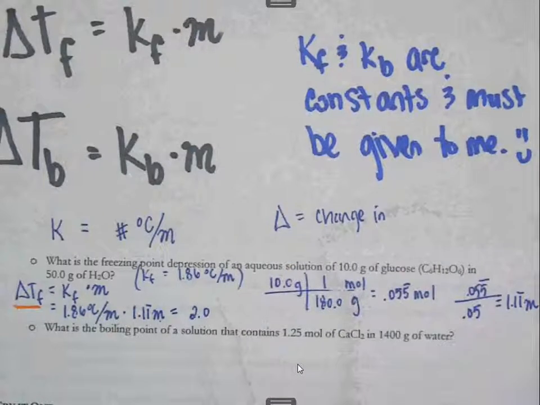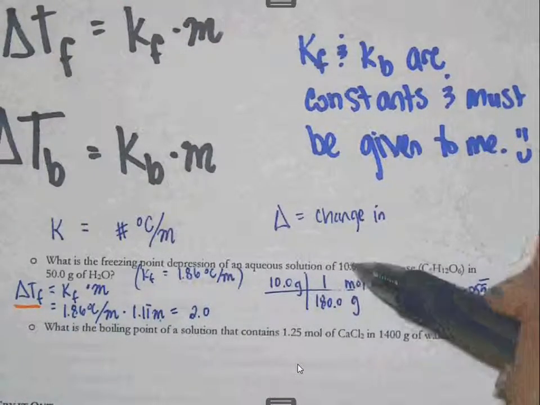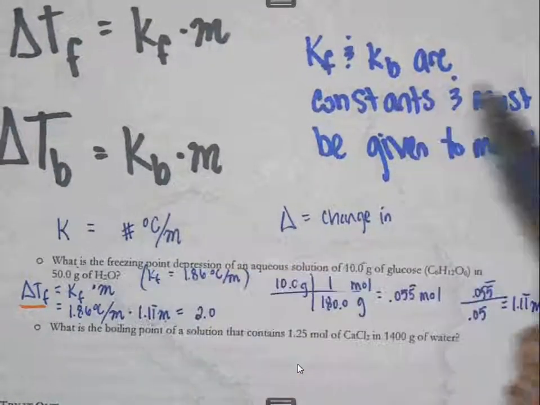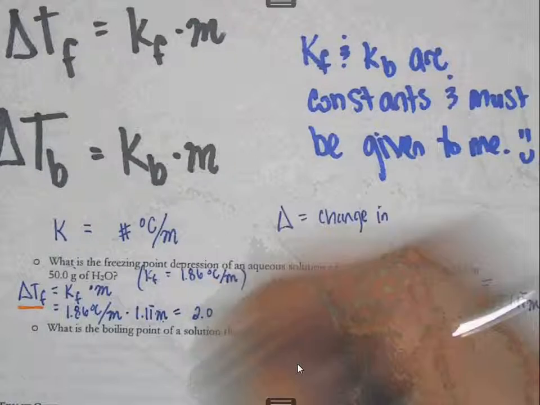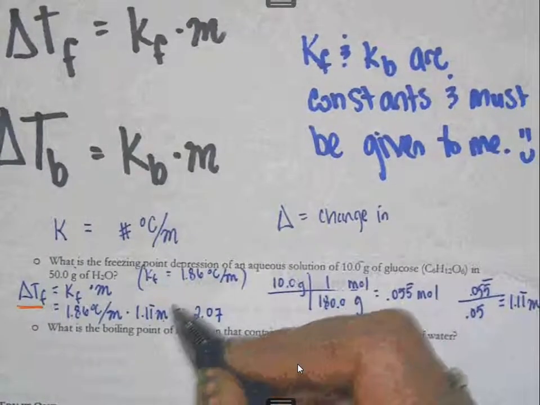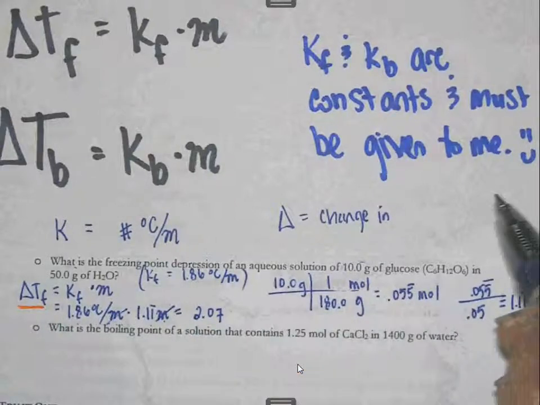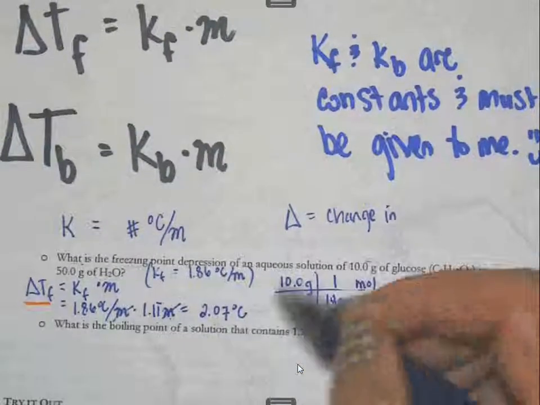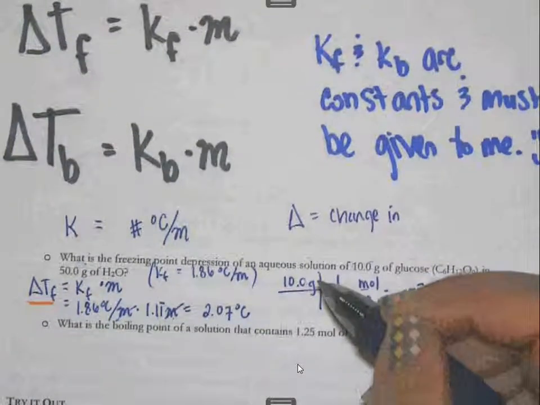2.06 repeating. And there's a lot of math going on here, but it all comes back to I used this number originally with 3 sig figs and this number with 3 sig figs. So I can have 3, so 2.07. Now, in my problem, molality cancels, which leaves me with degrees Celsius. So my change in temperature will be a total of 2.07 degrees Celsius.